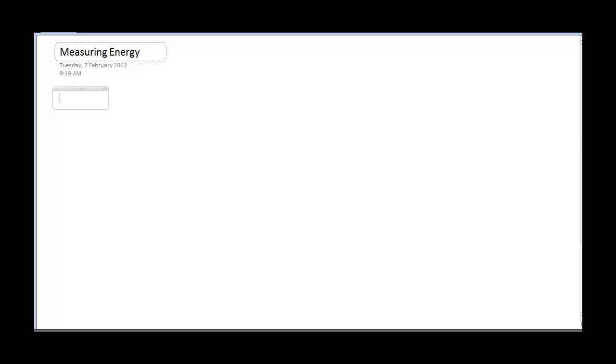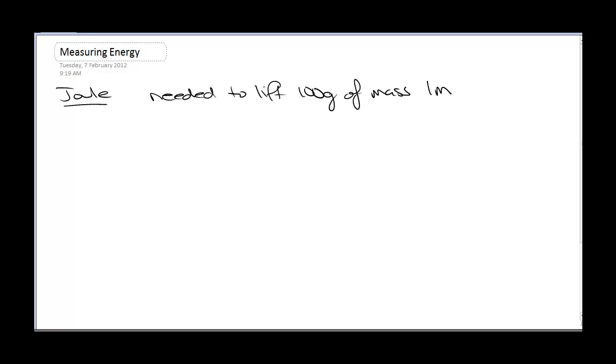Now that we know a little bit about energy, we now need to learn how we measure energy. So in science, we measure energy with a unit called a joule. And 1 joule is the equivalent amount of energy needed to lift 100 grams of mass 1 meter into the air.